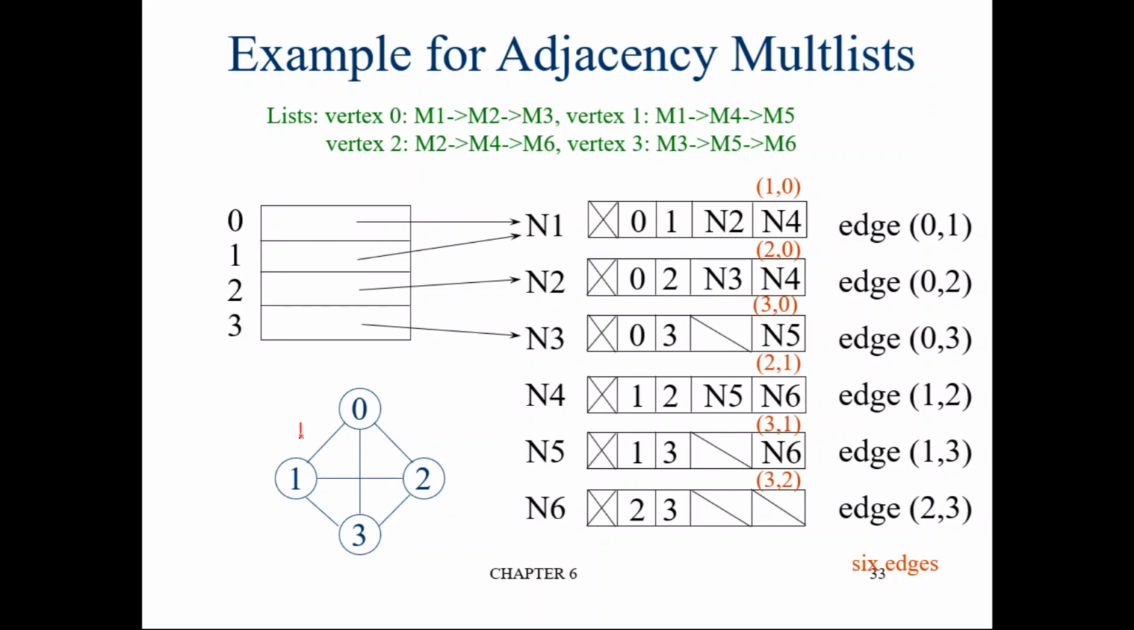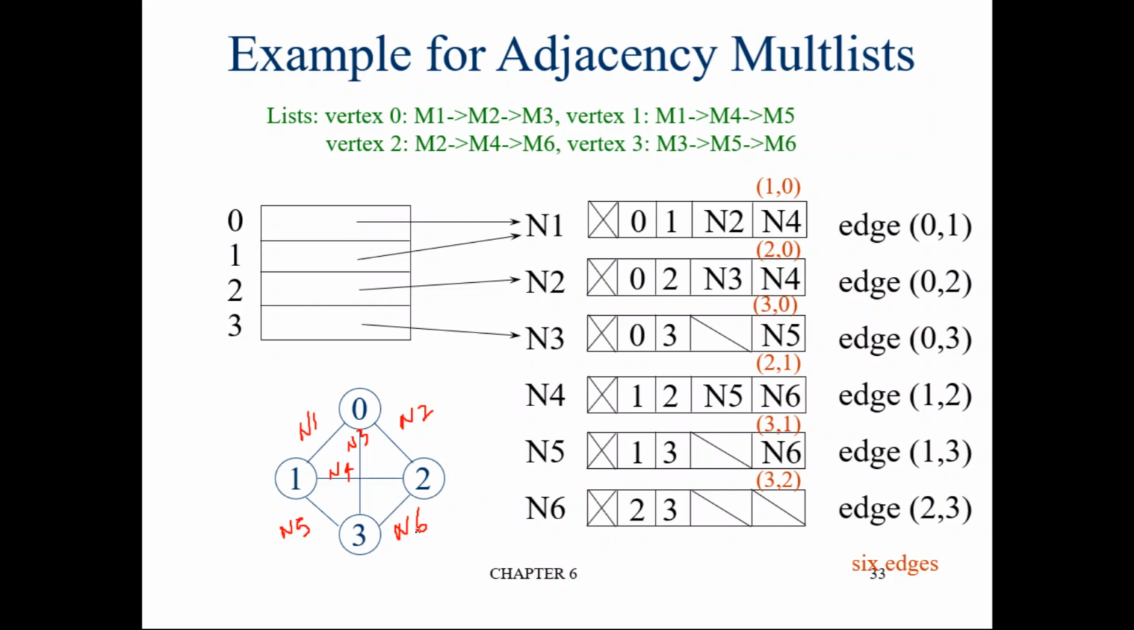So this is N1. Which edge? 0 to 1 is N1. 0 to 2 is N2. 0 to 3 is N3. 1 to 2 is N4. 1 to 3 is N5. And 2 to 3 is N6. These are the 6 edges.